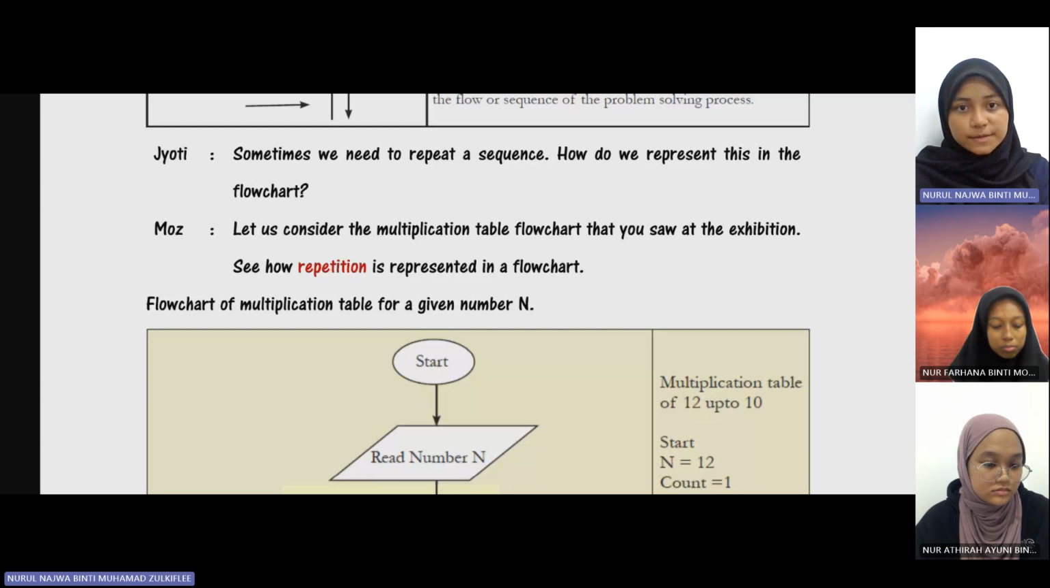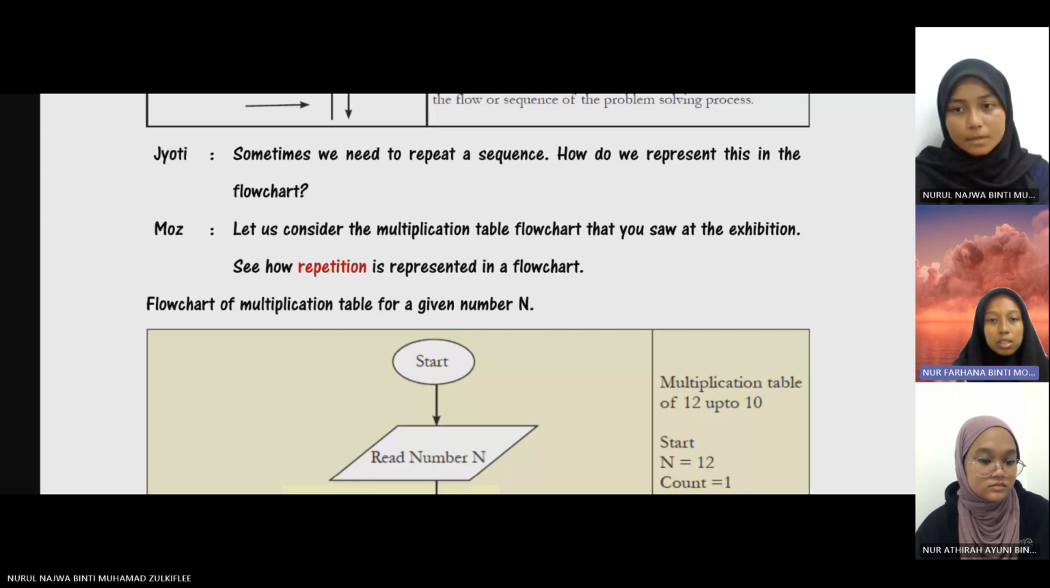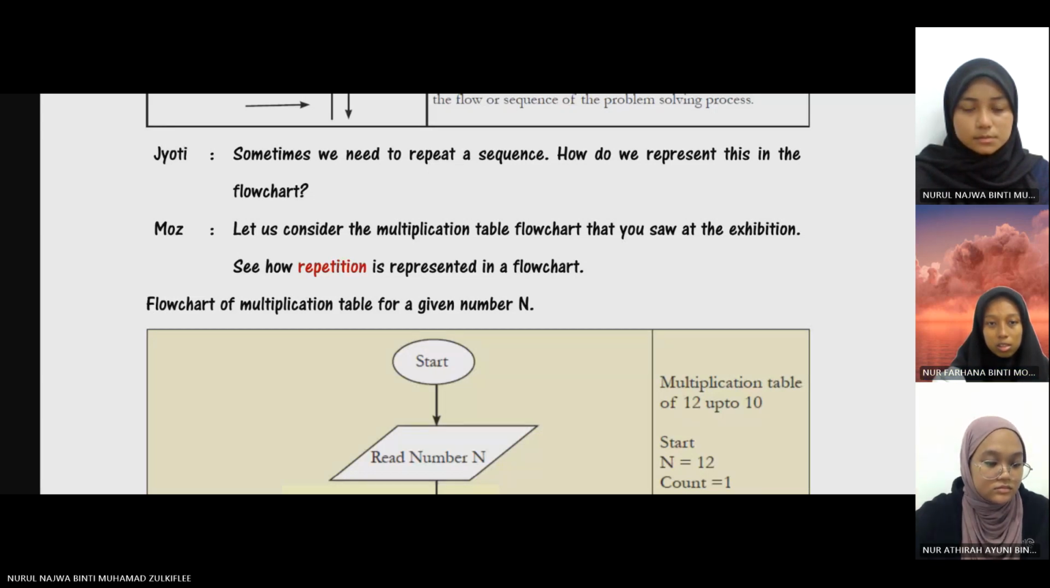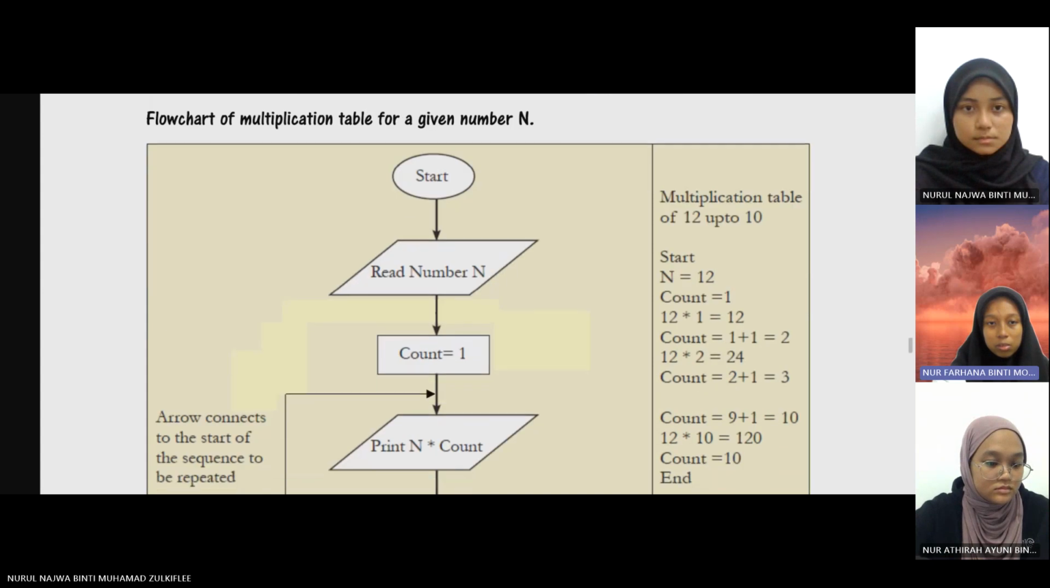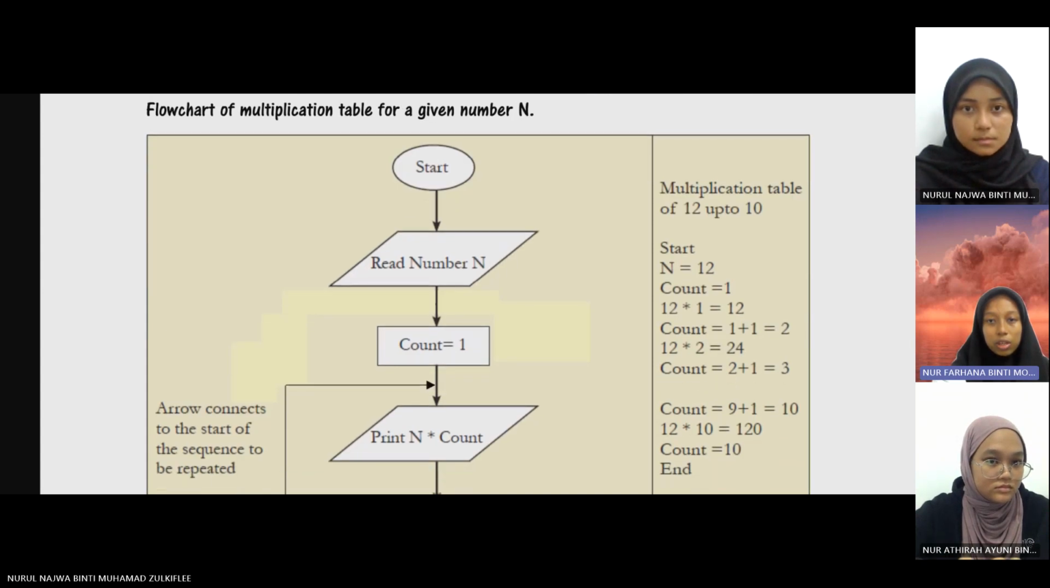Sometimes we need to repeat a sequence. How do we present this in the flowchart? Let us consider the multiplication table flowchart that you saw at the exhibition. See how repetition is represented in the flowchart. This is the flowchart of the multiplication table for a given number n.